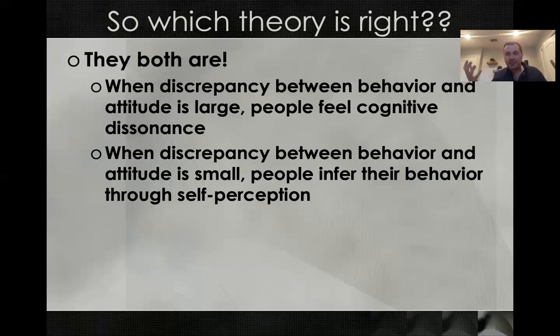So both of the theories are correct in the sense that they both exist and they both adequately explain people's behavior. They just explain it in different contexts. Cognitive dissonance when the discrepancy between behavior and attitude is large, and self-perception when the discrepancy is small.